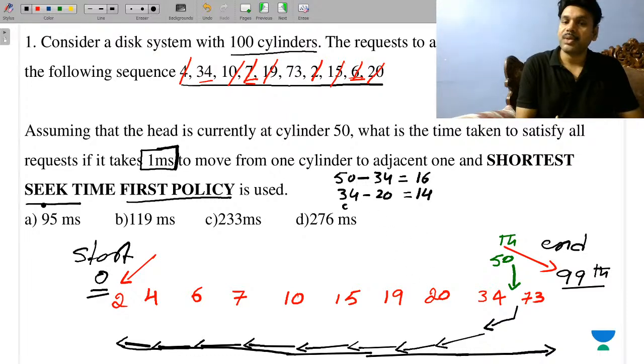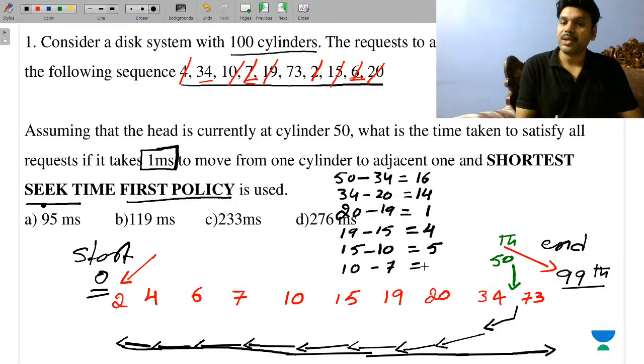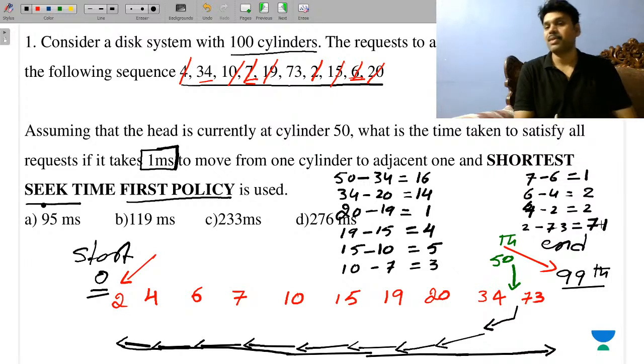Then from 20 to 19 we traversed 1 track. Then from 19 to 15 we traversed 4 tracks, and from 15 to 10 we traversed 5 tracks. Then from 10 to 7 we traversed 3 tracks, and 7 to 6 we traversed 1 track, then 6 to 4 we traversed 2 tracks, and 4 to 2 we traversed 2 tracks, 2 to 73 we traversed 71 tracks.